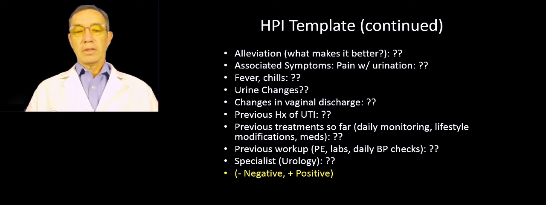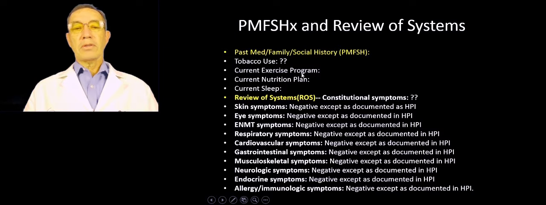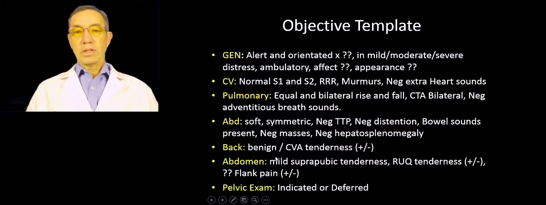Have they had physical exams? Have they ever seen a urologist? And then past medical, family, and social history. Tobacco use increases their risk. Exercise, nutrition, sleep program. How are they generally doing? Have they lost or gained any weight since the last visit? As well as their review of systems.